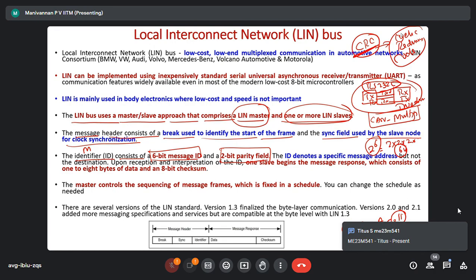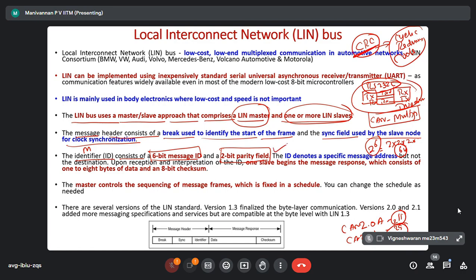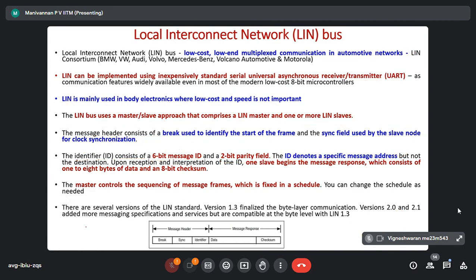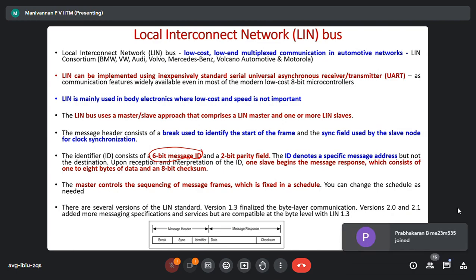So here also, here no CRC, here using a 2-bit parity field. In RS232 we use a single bit, here we are using a 2-bit parity field, right. The ID denotes the specific message address. Correct. What is this one? This ID specifies a specific message address, but not the destination.